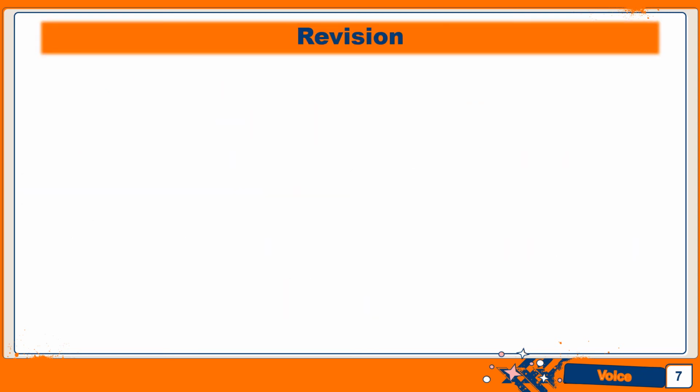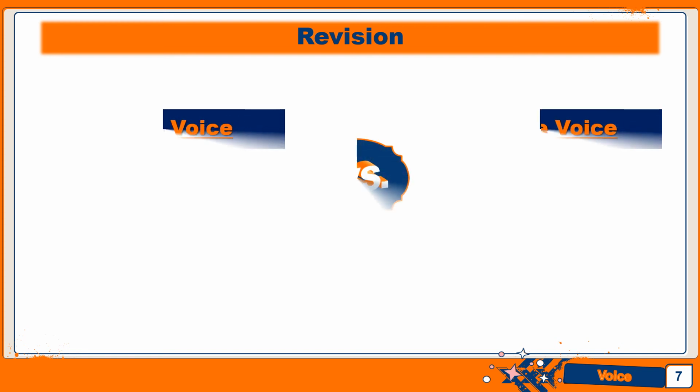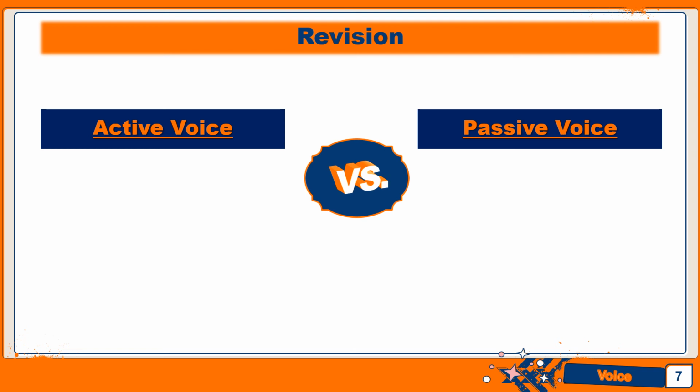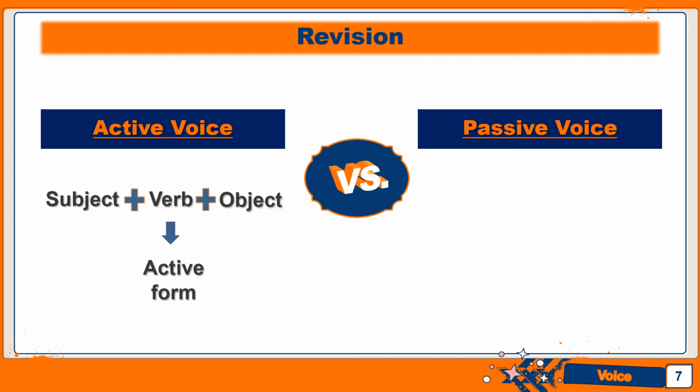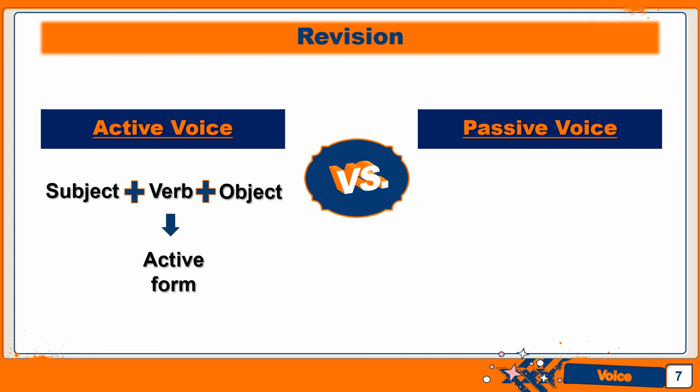Now let us quickly revise the difference between active and passive voice. Active voice gives more importance to the subject. The doer of action is of prime importance in a sentence which is in active voice. And the structure is subject plus verb plus object. And the verb will always be in its active form, that is the first form or the second form of verb.